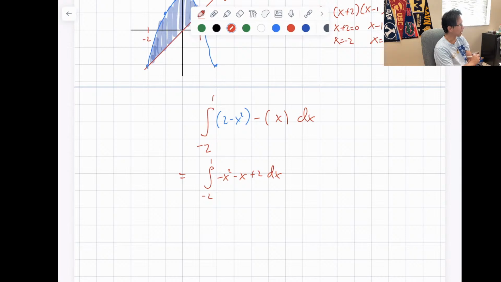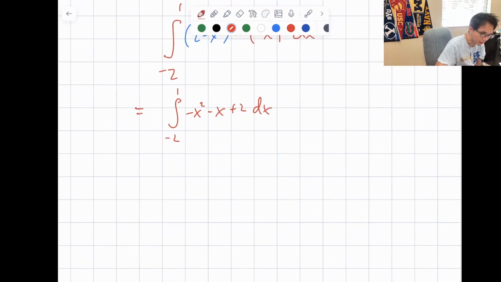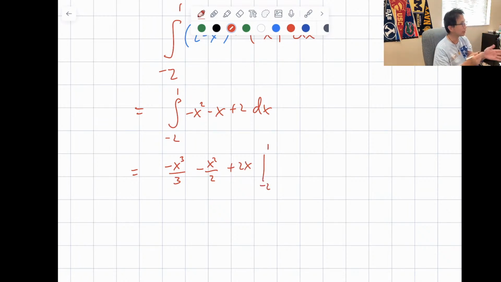Now I'm going to show you a couple of tricks when you try to simplify the definite integral. The trick is always deal with the same denominator. The integral is going to be negative x cubed over 3 minus x squared over 2 plus 2x between negative 2 and 1. After you take the integral, you draw a straight line, so it's not confusing whether you have already taken the integral.